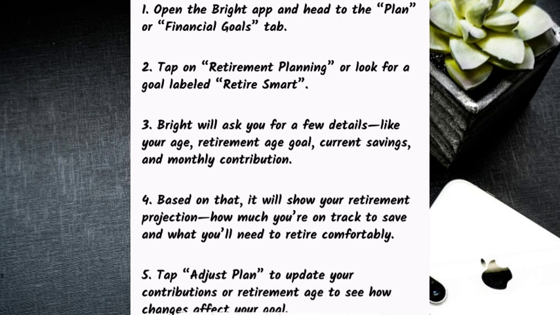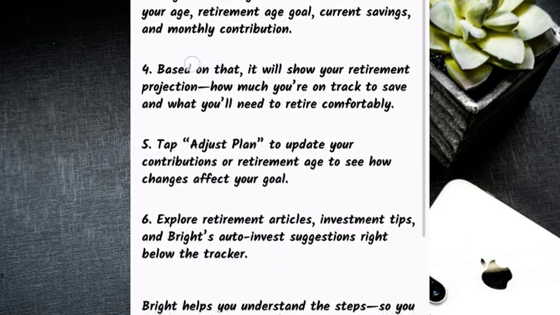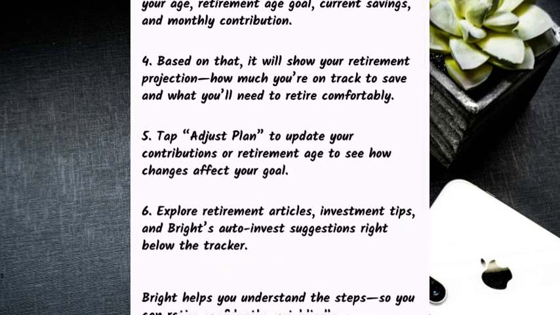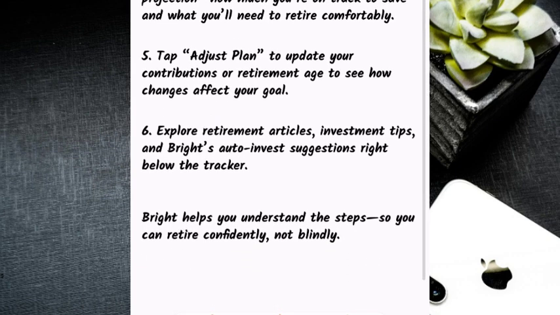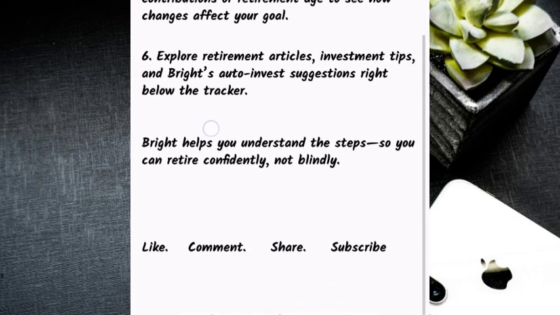You can tap Adjust Plan to update your contributions or retirement age to see how it affects your goal. You can also explore retirement articles, investment tips, and Bright's auto invest suggestion right below the tracker. Bright helps you to understand the steps so you can retire confidently, not blindly.